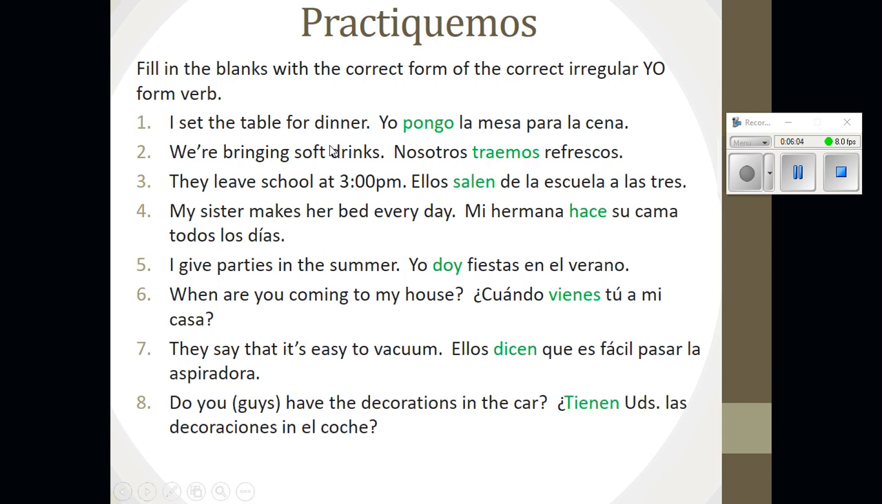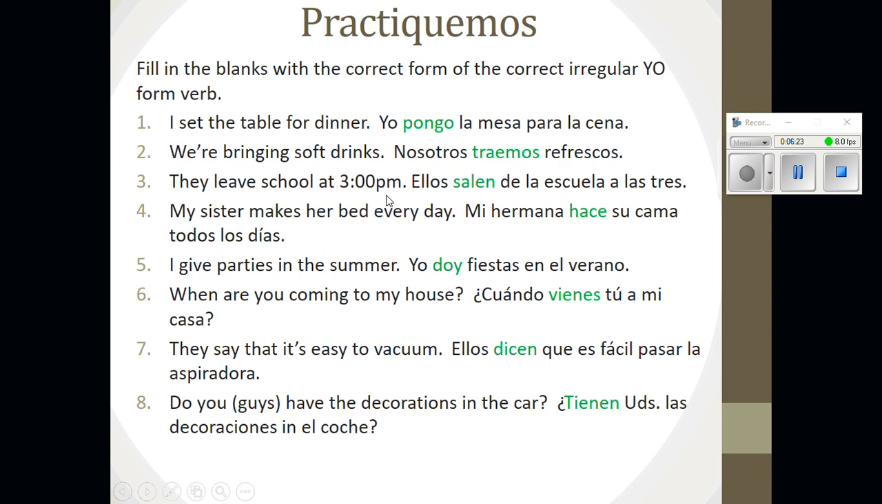All right, we're bringing soft drinks. Notice our subject is nosotros, not yo. Therefore, we're going to take the verb and follow a regular conjugation, okay? The verb traer means to bring, so we're going to drop the ER and add EMOS because it is an ER verb, okay? Nosotros traemos refrescos.